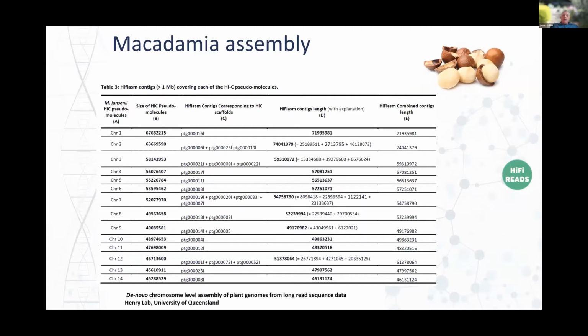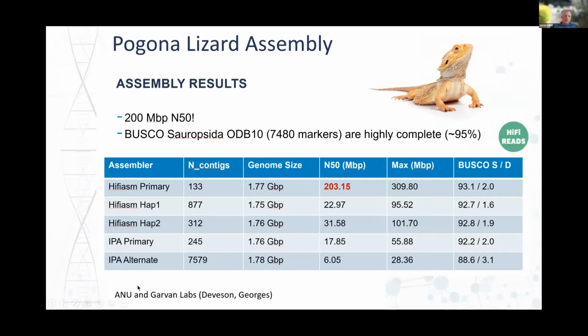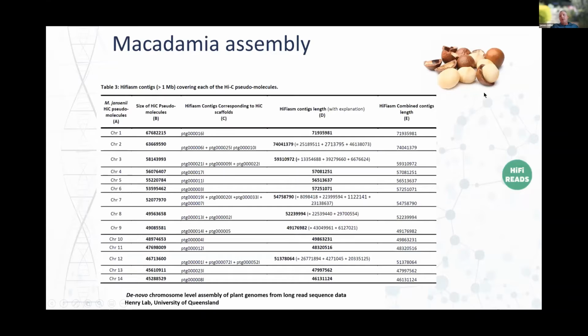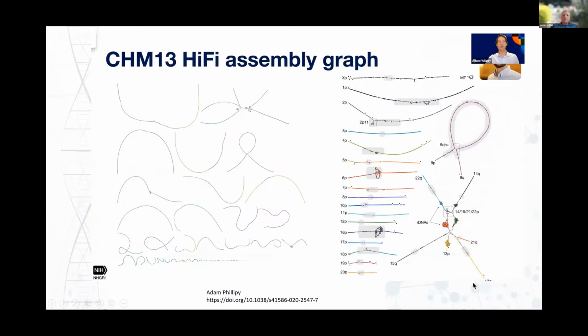Here's another one, a macadamia assembly, which was virtually completely assembled as well. The previous work, I should acknowledge, at the bottom of the slide, was done through ANU and Garvan Labs at the Garvan Institute as a collaborative effort. This one was done by Robert Henry at the University of Queensland, where they virtually completely assembled the macadamia genome with each one of these contigs virtually representing a chromosome.